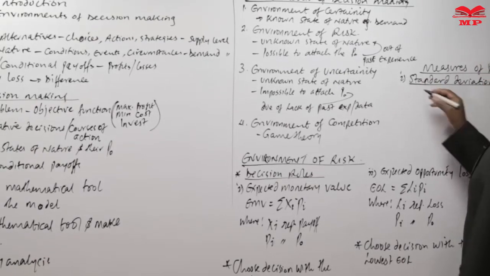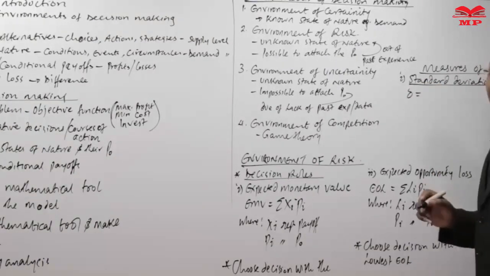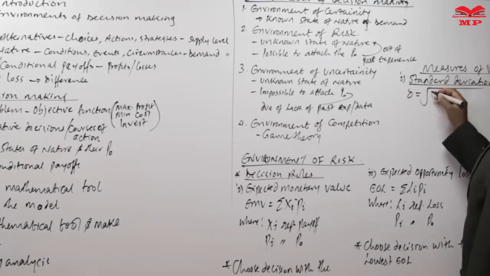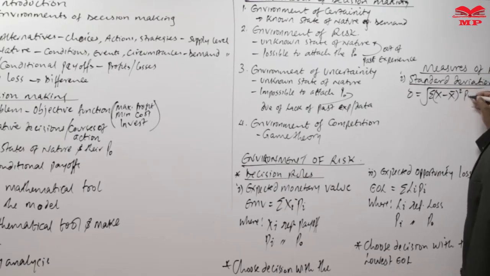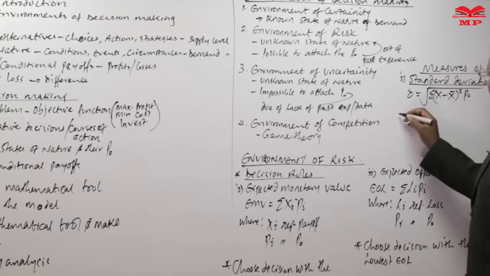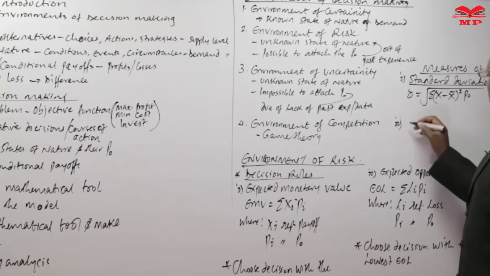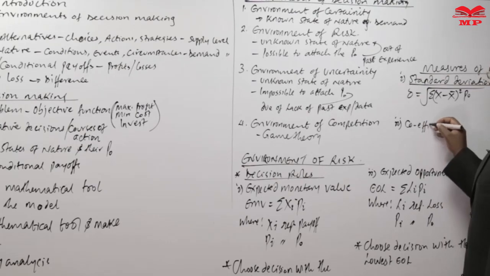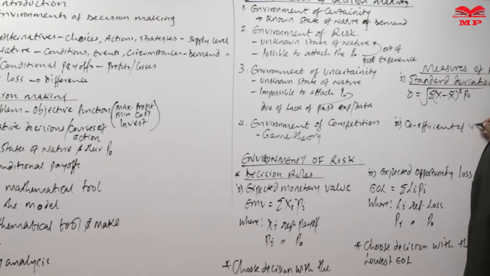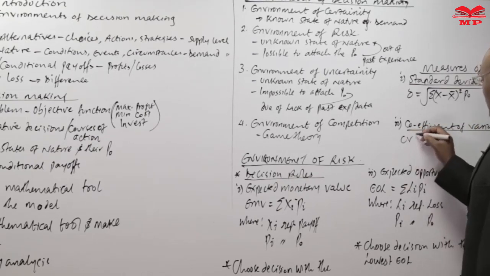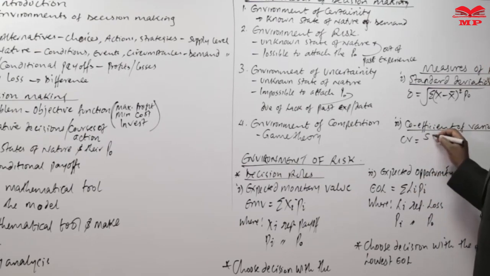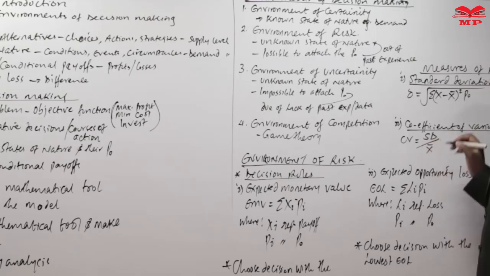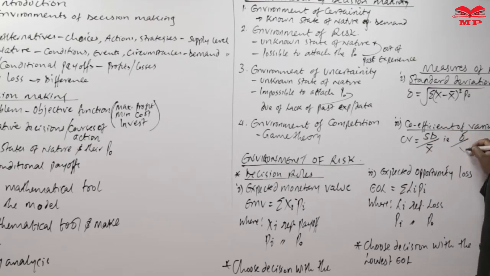So this one, we can say that sigma equals the summation of (x minus x bar) squared times probability, while the second one, which is the coefficient of variation, this is the CV. This is actually going to be the standard deviation divided by the mean, that is sigma divided by x bar.